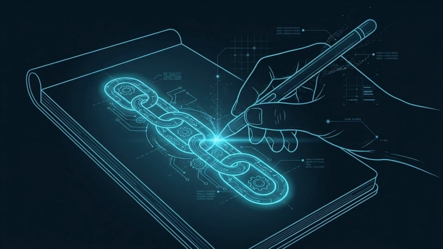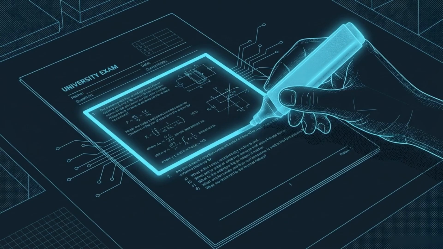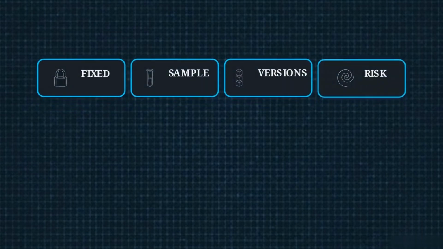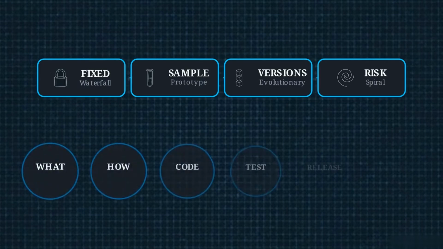To wrap up, we are going to synthesize everything into 2 memory chains. These sequences act as anchors you can use to unpack almost any question on the exam. First, memorize this sequence for the models: fixed, sample, versions, risk. These 4 words correspond to waterfall, prototype, evolutionary, and spiral.